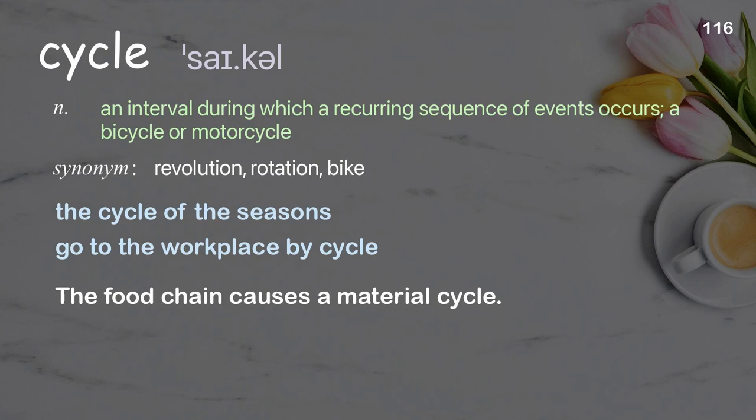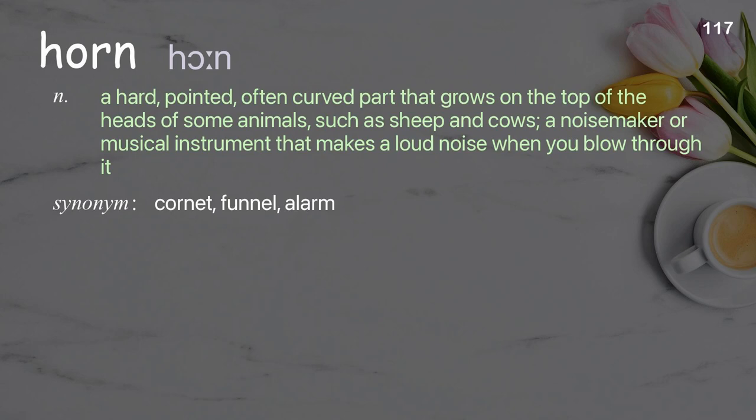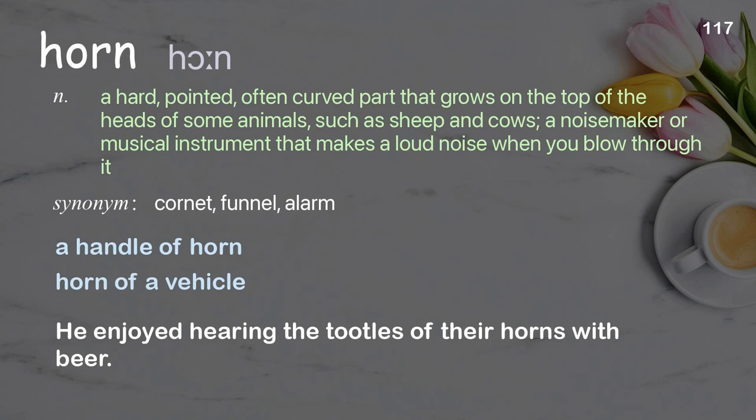Horn. A hard, pointed, often curved part that grows on the top of the heads of some animals, such as sheep and cows; a noisemaker or musical instrument that makes a loud noise when you blow through it. Examples: A handle of horn. Horn of a vehicle. He enjoyed hearing the tootles of their horns with beer.